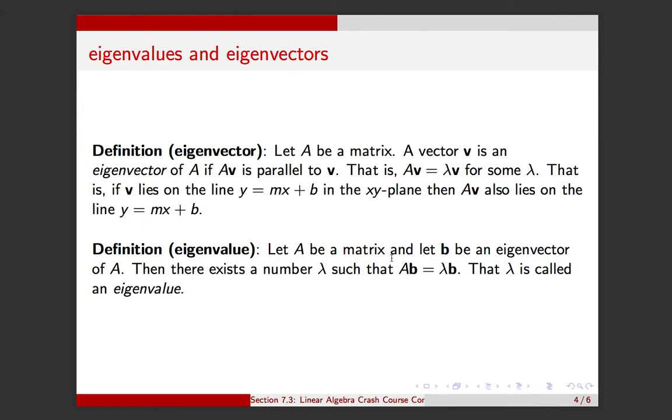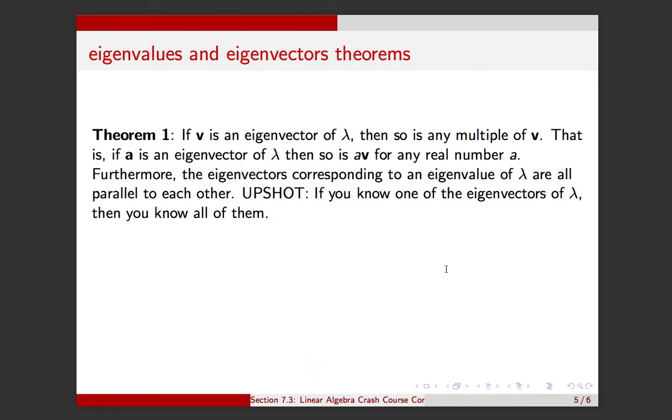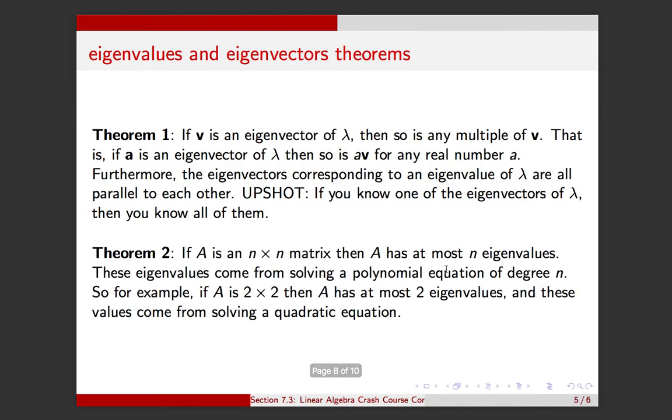An eigenvalue is just this number lambda, basically. So if b is an eigenvector, then by definition, there must be some scale factor so that A times b is, again, just b but scaled some, right? That scale factor is called an eigenvalue. Okay, there are 2 theorems to know about eigenvalues and eigenvectors. Let me just put them both up. First theorem, if v is an eigenvector of lambda, then so is any other multiple of v.